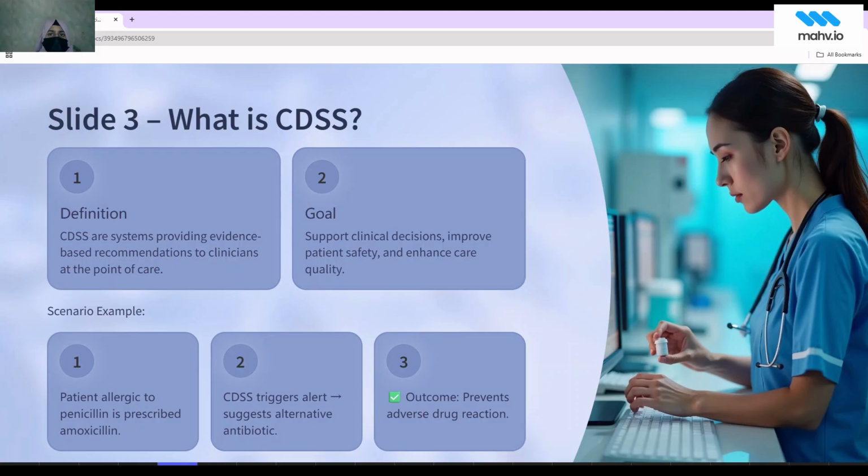So basically, CDS are systems that alert if they see something harmful to the patient, just like the scenario we saw, where the patient is allergic to penicillin. The patient is prescribed amoxicillin and CDS triggers the alert and suggests an alternative because the patient is allergic to that one. And the outcome is that it prevents the adverse drug reaction. So the CDS system generates alerts for patient care and treatment.